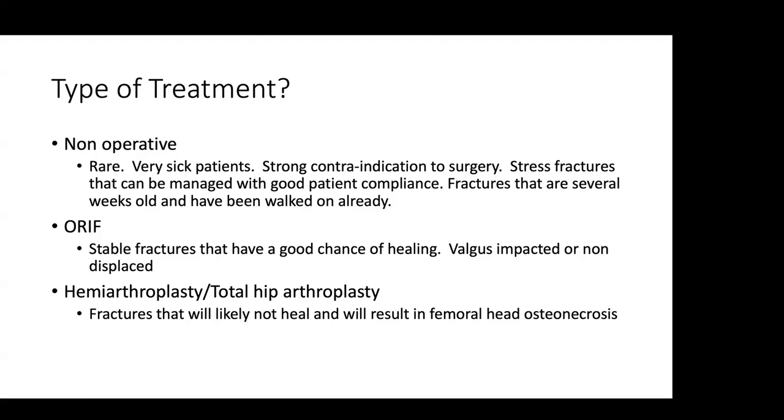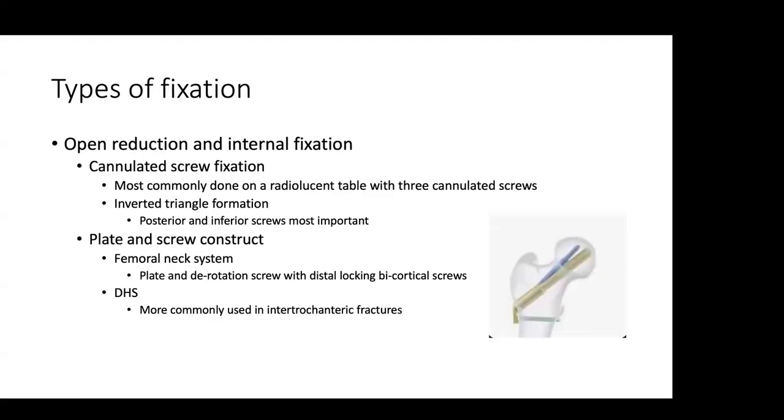If it's displaced, it's almost always going to be a total or a hemiarthroplasty, because that femoral head is not going to heal, and chances of success with fixation are very minimal. So we tend to go right to arthroplasty. Okay, so cannulated screw fixation or a plate and screw construct. These are the two main ways that we fix these non-displaced or stable head fractures.